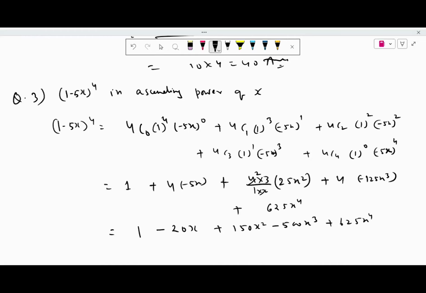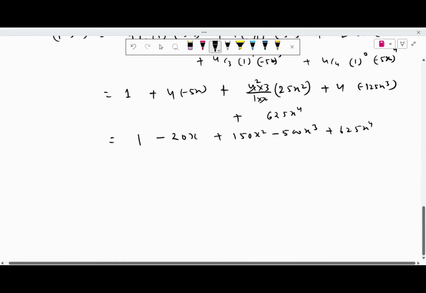Question 4. Find, without calculating, the first three terms in the expansion of this in ascending power of x. Question number 4. Can you do it on the board, Rajveer? Do you have a notebook with you?